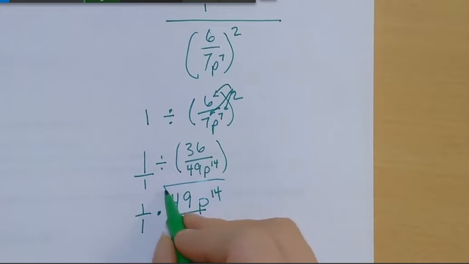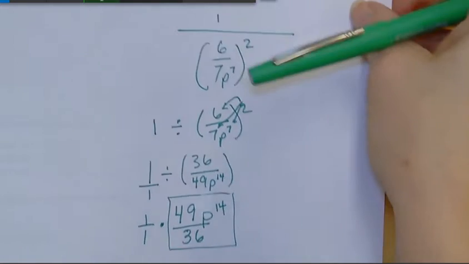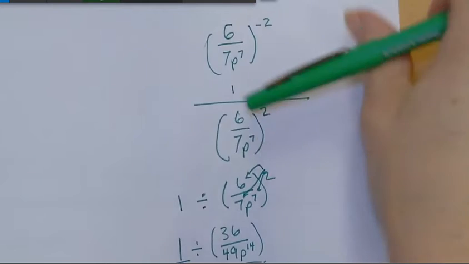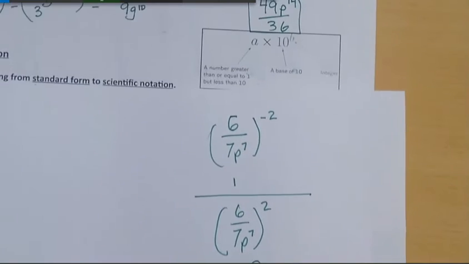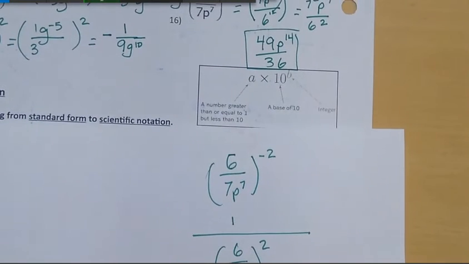So that should be my answer, and that should be the answer that I had gotten once before, 49p to the 14th over 36. We can find that answer 2 different ways. Whichever way you are more comfortable with is fine.